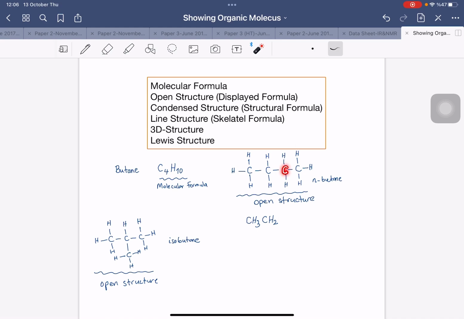Next carbon again is connected to 2 hydrogen atoms. I will write this CH2. Final carbon atom has 3 hydrogen atoms. So I condensed all of these hydrogens like this. This is the condensed structure of N-butane.